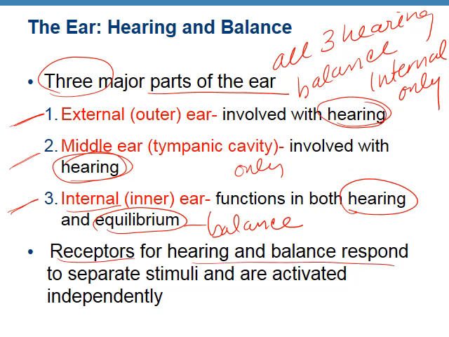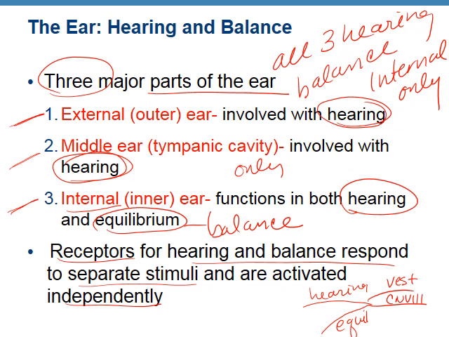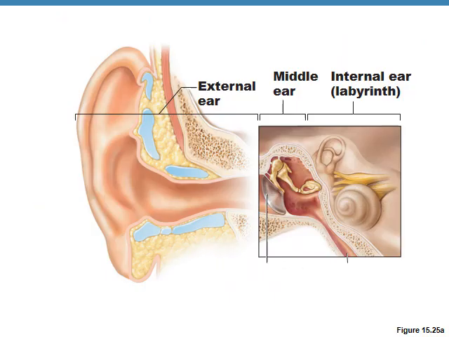Receptors for hearing and balance respond to separate stimuli and are activated independently. So we're going to have nerves for balance and nerves for hearing. Here are the hearing nerves and here is equilibrium. They're going to merge to form the vestibulocochlear nerve. Do we remember cranial nerve number 8? The vestibulocochlear nerve, cranial nerve number 8, is going to carry that message to the brain.